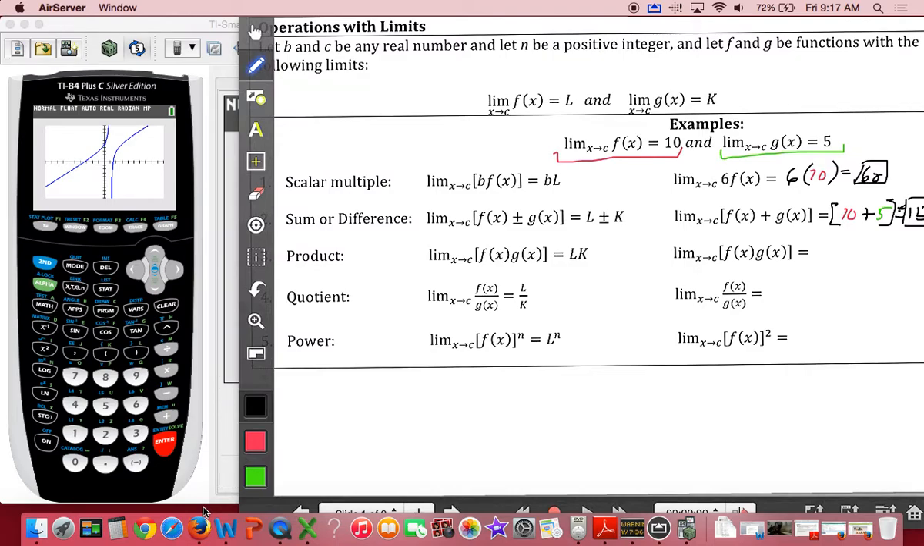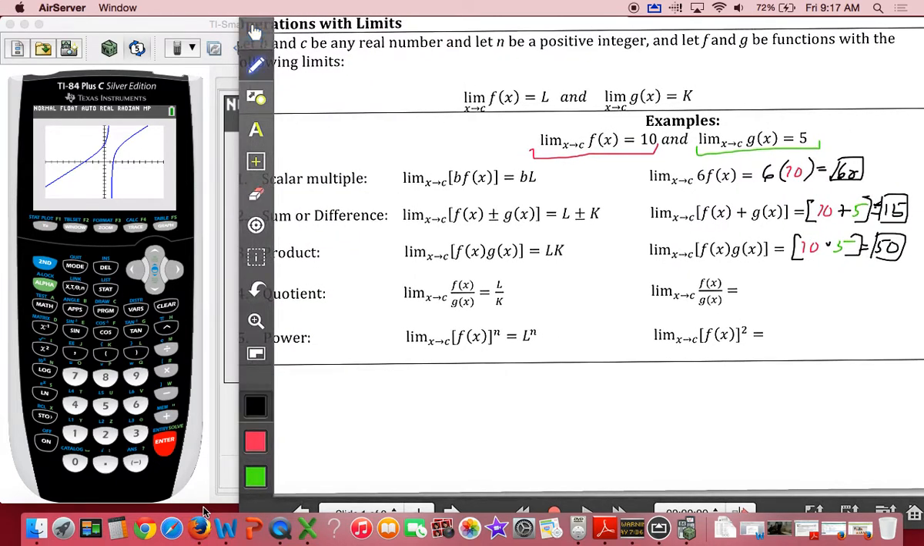Same thing with multiplying. I can multiply the two functions together. So I can take the 10 and the 5, which are the limits of those functions, and multiply them. So I get 50. Or division. I can find the limit of the numerator, find the limit of the denominator, and then divide those. So in this case, the limit of the numerator is 10, the denominator is 5, and we get an answer of 2.